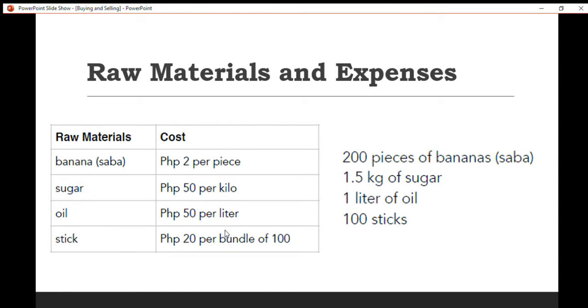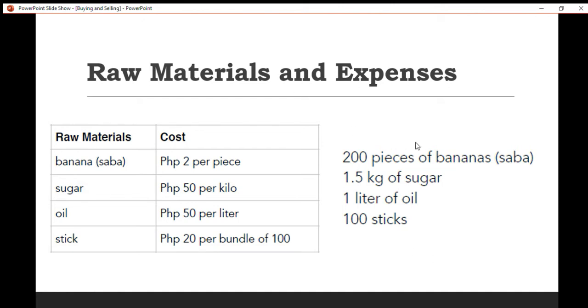The stick is 20 pesos per bundle. Kaya lang di ata 20 pesos na lang ngayon ang per bundle ng 100 pieces. Parang 50 pesos na ata. Kasi yung banana barbecue pa lang na maliliit ay 10 pesos na yung isang bundle. So, mas malalaki yung sticks ng banana Q. So, perhaps mas mahal siya. Anyway, so let's say we're using 20 pesos per 100 sticks.